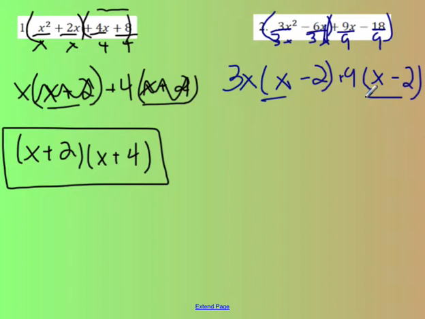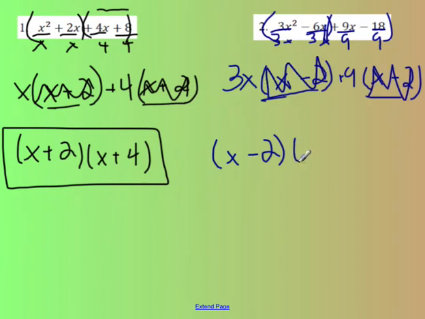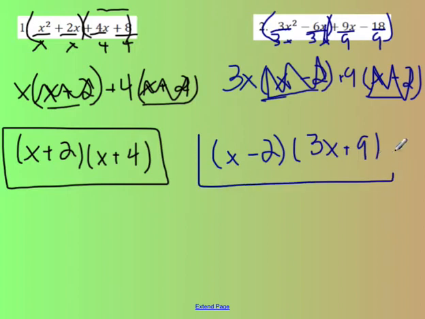If you were to go through this and your leftovers didn't match, then you did something wrong. Maybe you didn't pull out the greatest common factor. Maybe you only pulled out a common factor. Your leftovers should always match. So we have x minus 2 and x minus 2. I'm going to write those out, and then I'm going to write what's left over, which is 3x plus 9. These 2 are my final answer. I have 2 binomials being multiplied.